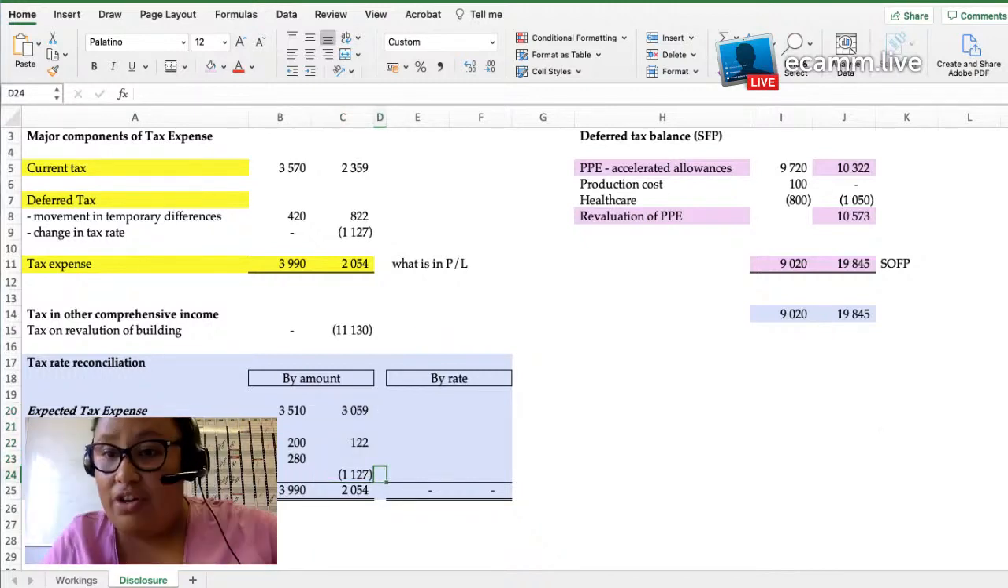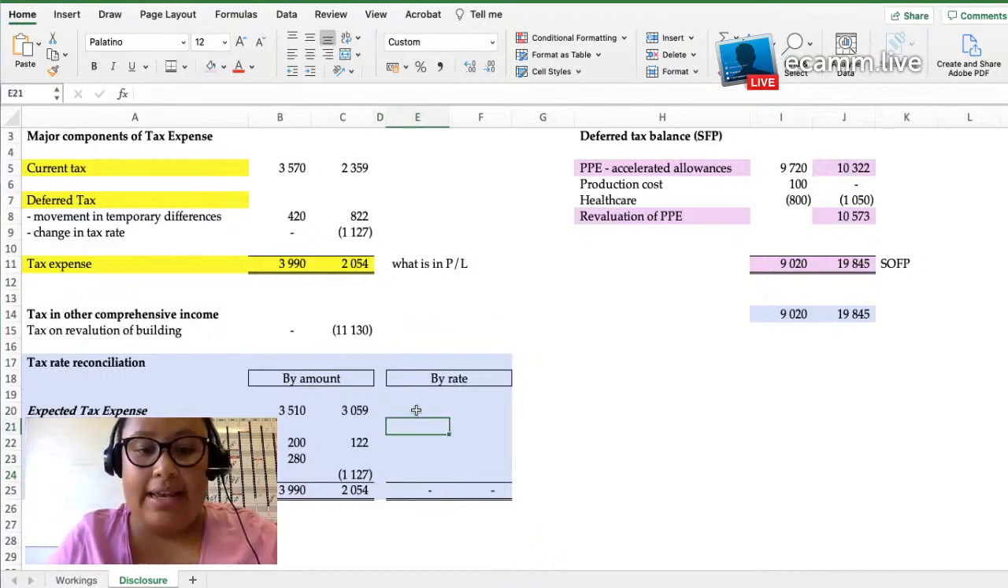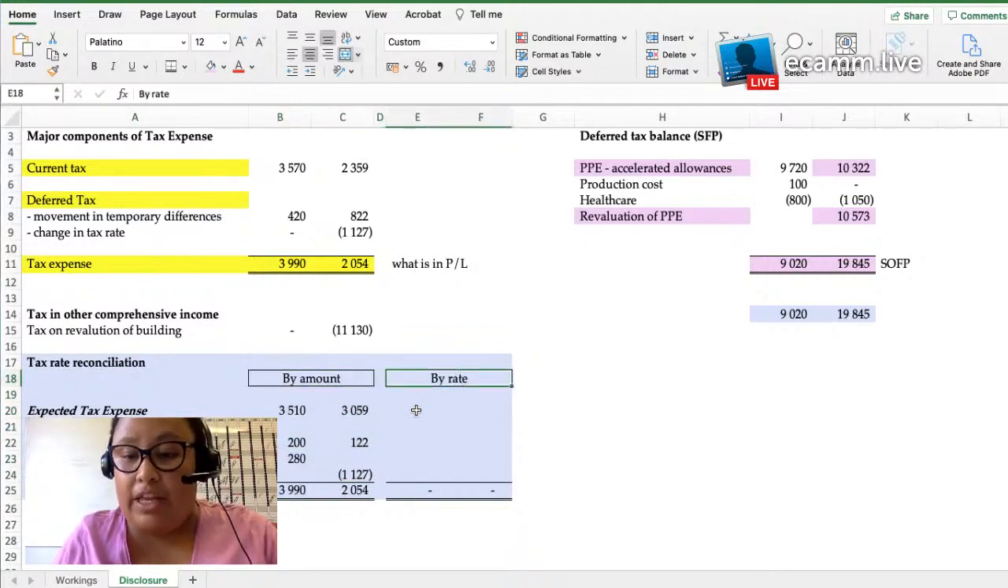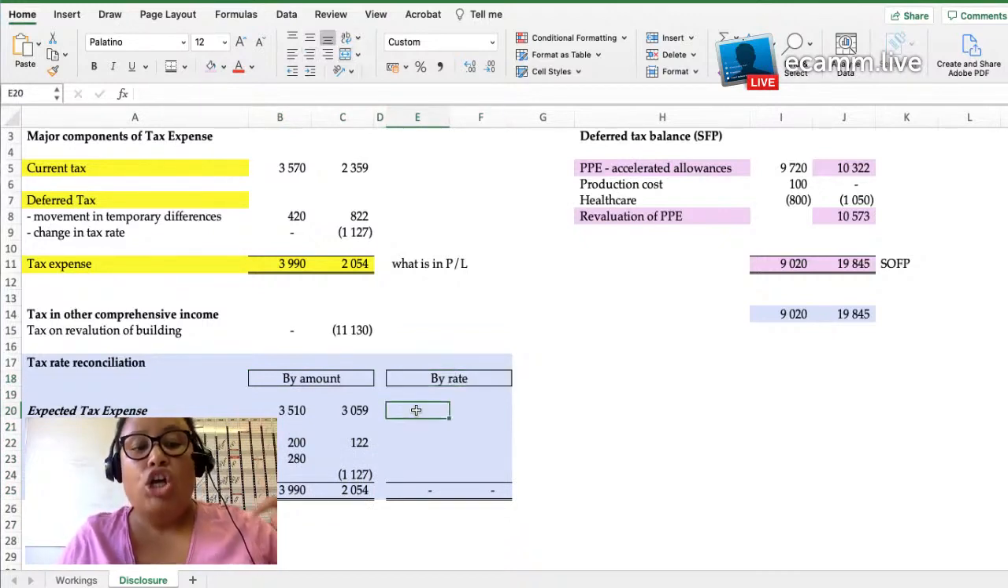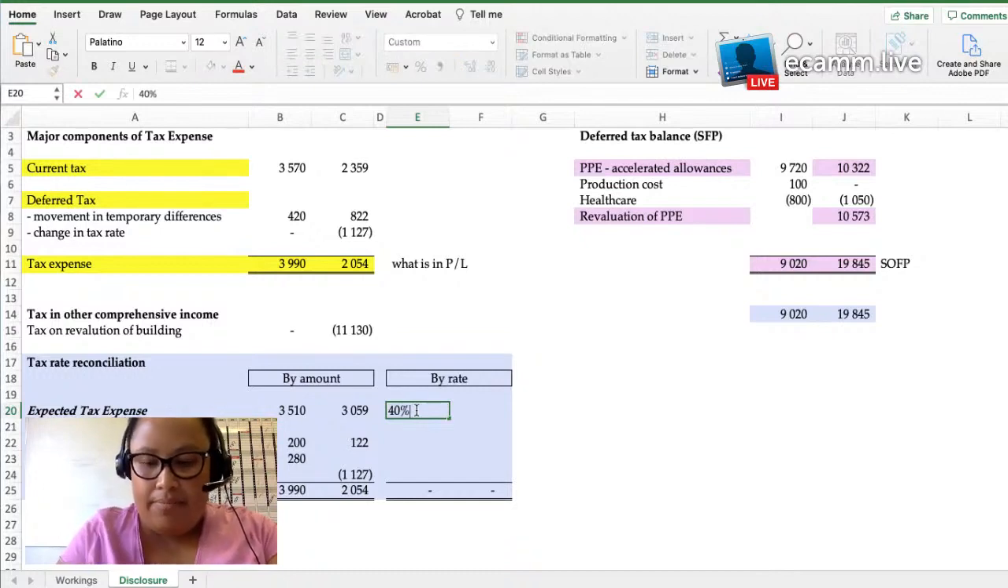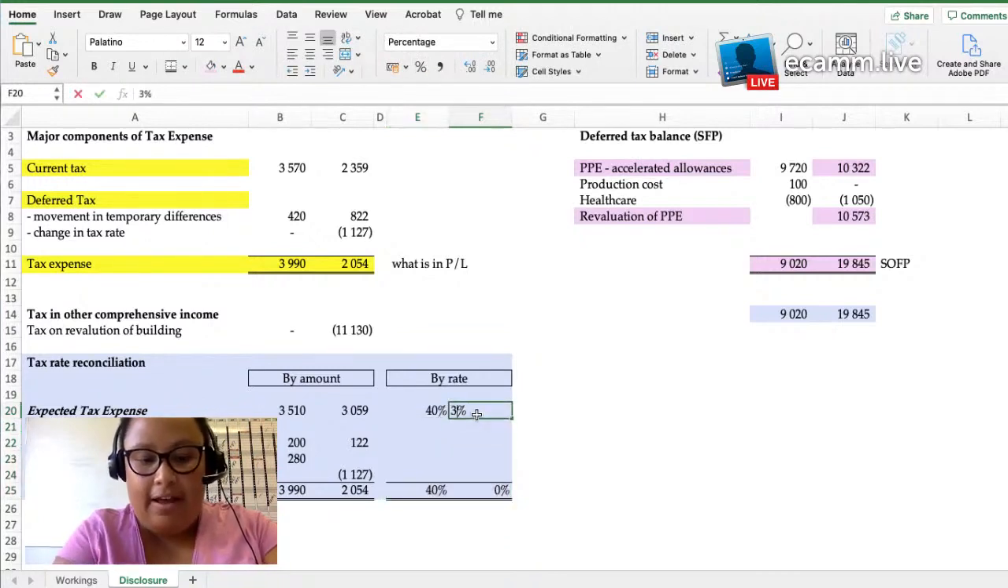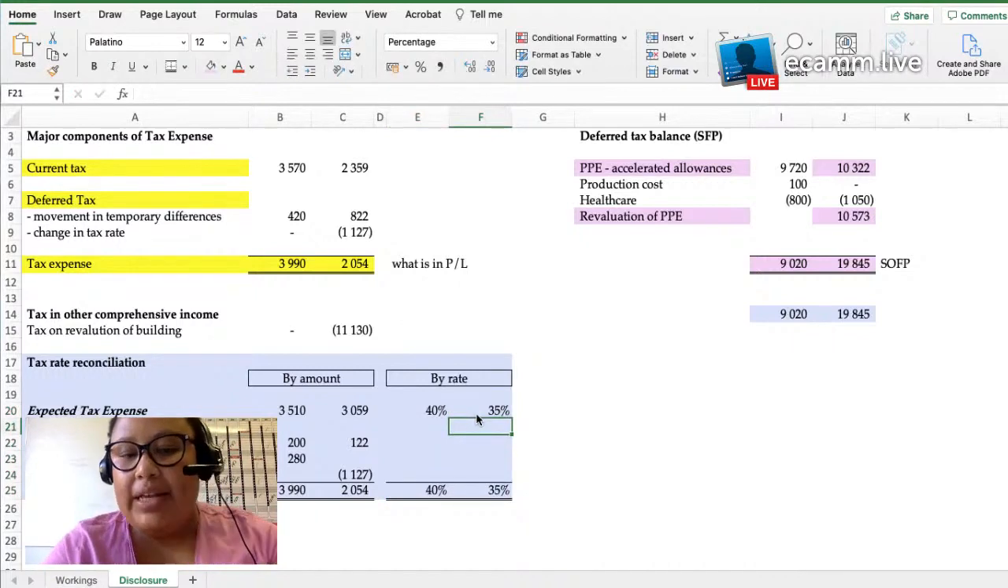But there were no other questions on the rate. Okay, now this is the disclosure if we do it by the amount. The other alternative is that we can do it by rate, meaning we take the tax rates and reconcile the tax rates. So in X5, what do we expect our tax rate to be? We expect a tax rate of 40%, and in year 2 we expect to see a tax rate of 35%.